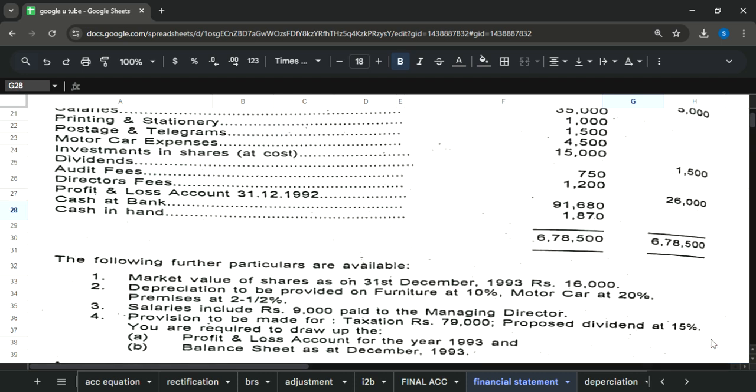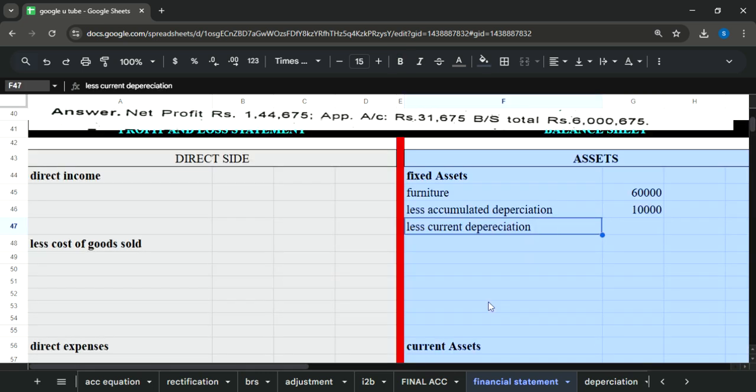Now we'll go to adjustment. There it has been written depreciation to be provided on furniture at the rate of 10%. So now here is the twist. What you will do, you will charge depreciation upon which amount?